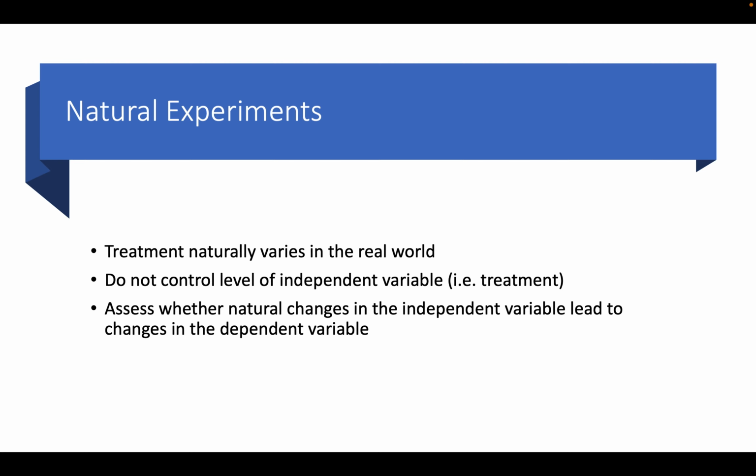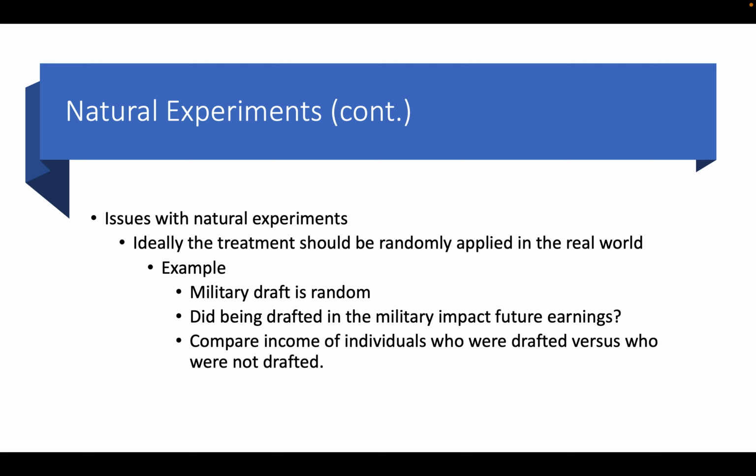So let's give an example. For instance, the military draft is designed to be random. Everyone who is part of the population of participation has an equal chance of being selected in a military draft. Thus, we can use this randomization to separate people into drafted or not drafted groups. And we can ask the question, did being drafted in the military affect future earnings? We can compare income of individuals who are drafted versus individuals who are not drafted.